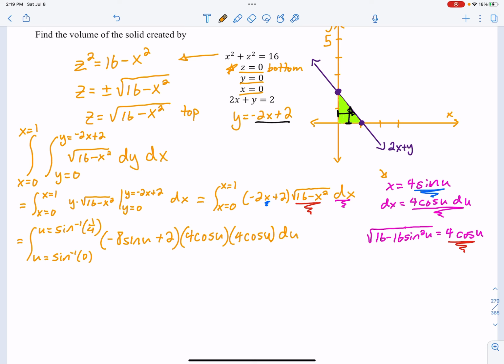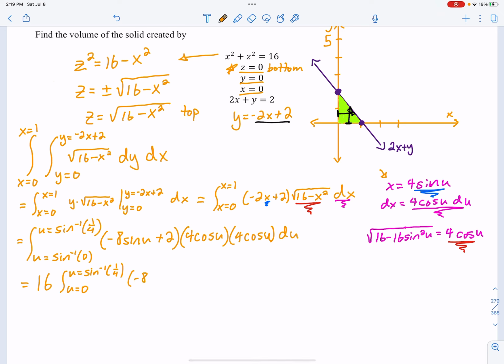We're going to have to manipulate quite a bit of stuff. So I'm going to factor out the 4 and 4 there, and put a 16. The inverse sine of 0 is 0. The inverse sine of 1/4 is not pretty, so we're just going to leave it alone as that the whole time until the end, and then we're going to make a big jump at the end.